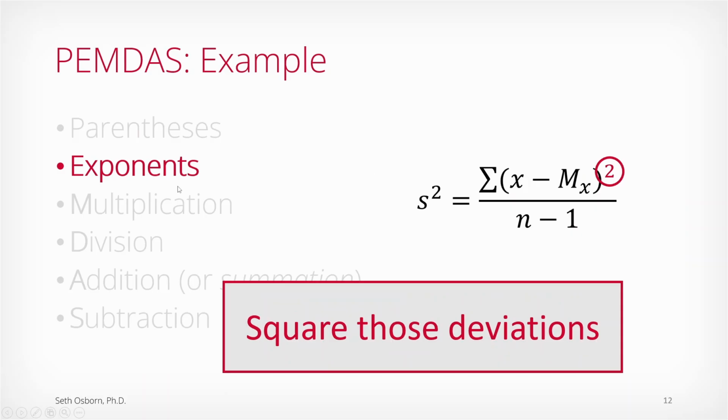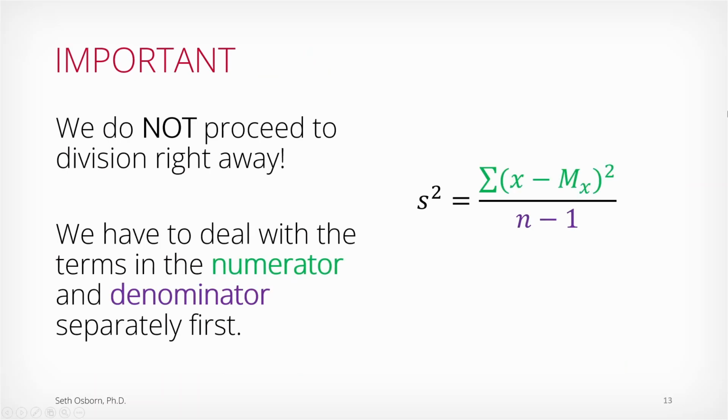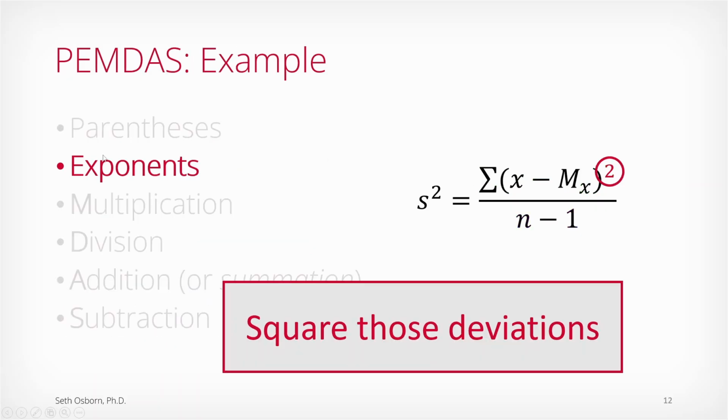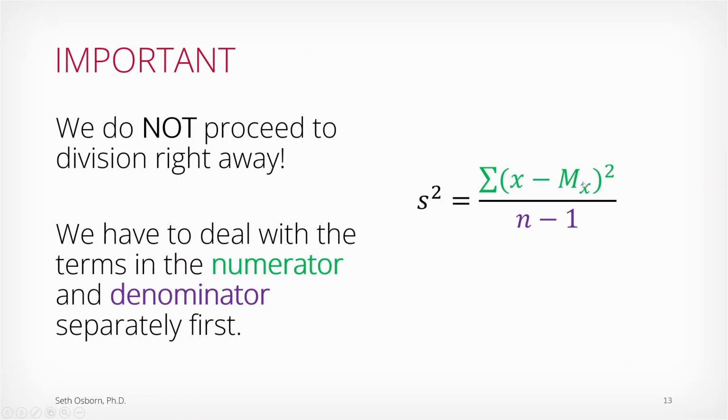Next in our list is exponents. So here we're squaring what's in the parentheses. So squaring those deviations. Squaring something just means multiplying it times itself. Now the trap here would be to think, okay, do we go right to division? After all, in our order, after exponents, we have multiplication and division. So do we now divide the numerator by the denominator? And the answer is no, we don't, because that would actually be violating the order of operations.